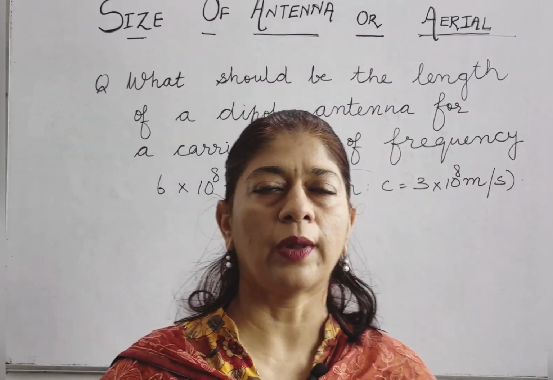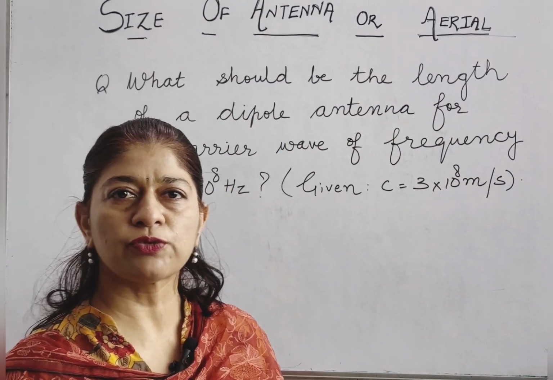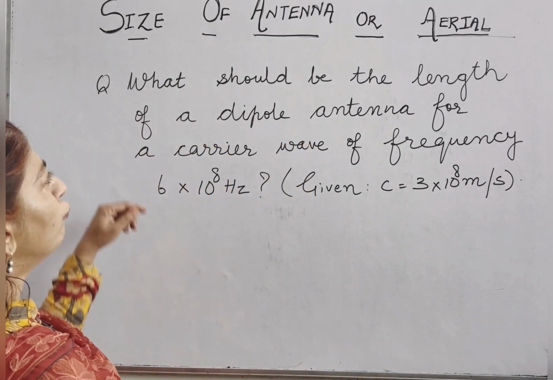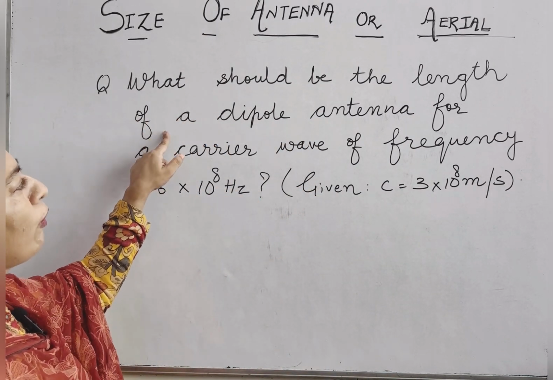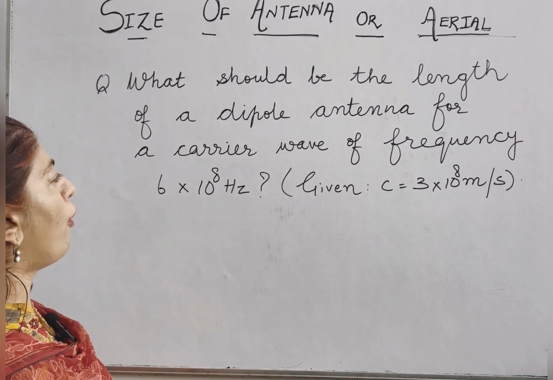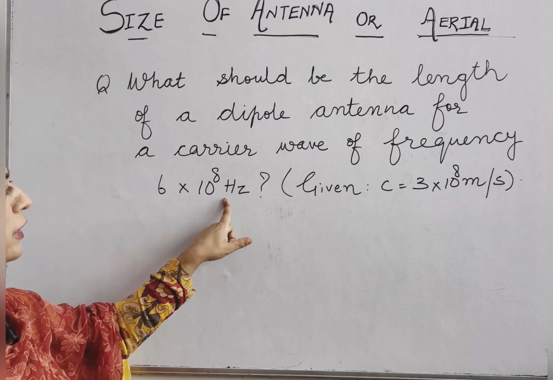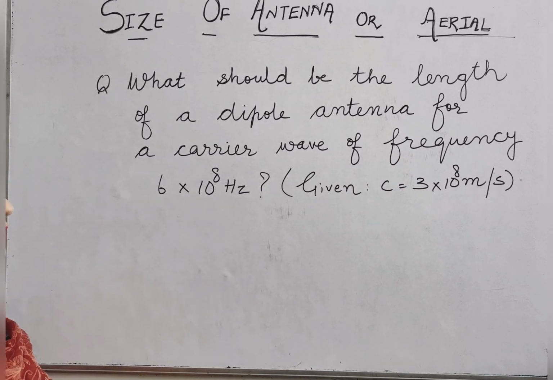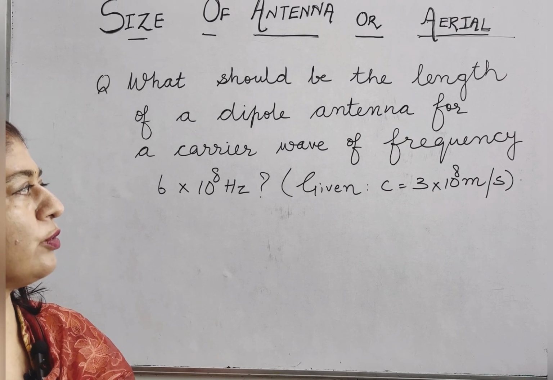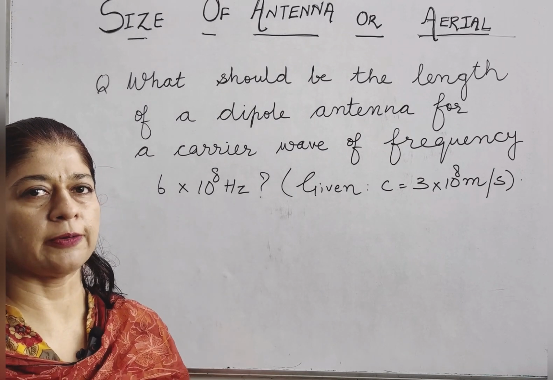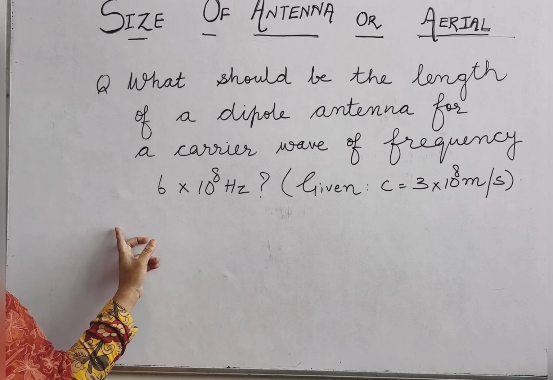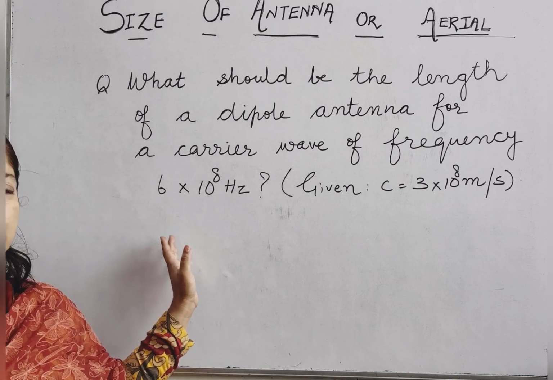I am giving you one question for practice. This question has come in the CBSE exam. What should be the length of a dipole antenna for a carrier wave of frequency 6 into 10 power 8 hertz, given the velocity of light is 3 into 10 power 8 meter per second? Note down the statement of the question and find out the answer for it.